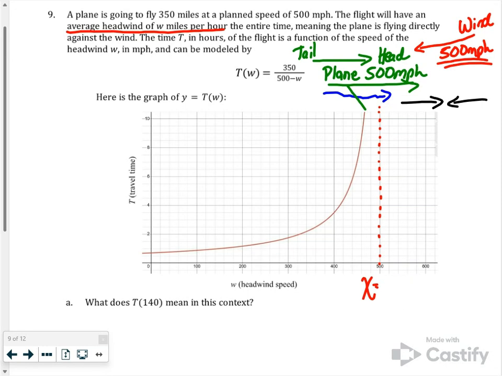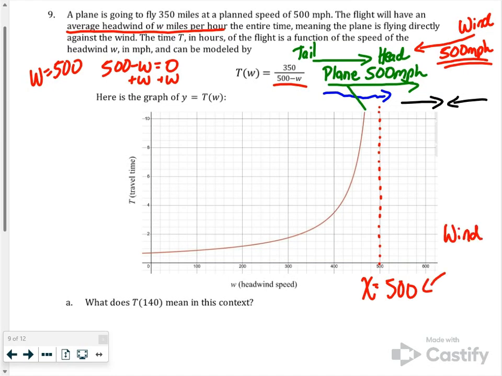And you can look algebraically back at the numerator. And you can see that if I set 500 minus W equal to 0, we get W equals 500. And so that is the asymptote, because at this spot, that is the wind speed where the plane can no longer fly.